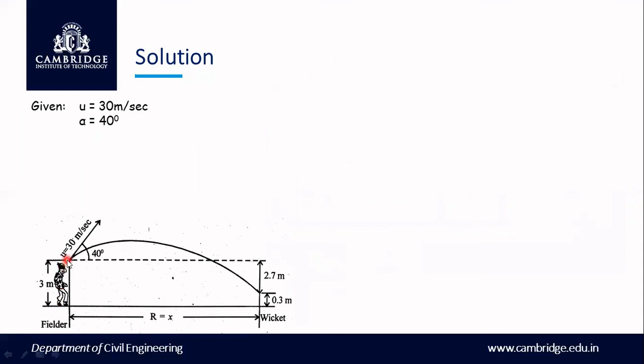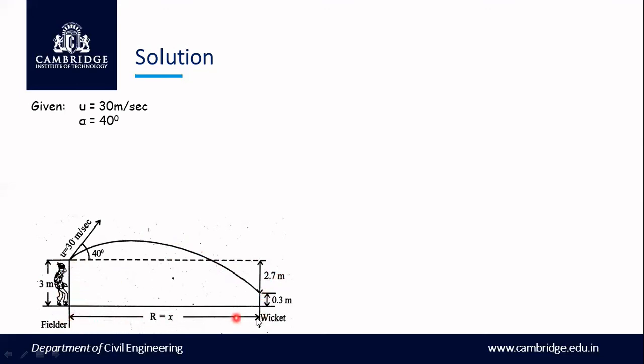So he is going to start at a height of 3 meter. He's going to throw the ball at a height of 3 meter with a velocity of 30 meter per second, making an angle of 40 degree. It is going to go up and come down and reach not the ground but the stump, which is at a height of 0.3. So this total height is 3 meter, this is 0.3, and if you want to know the remaining one, you just deduct this and you get it as 2.7 meter. So you know all these heights.